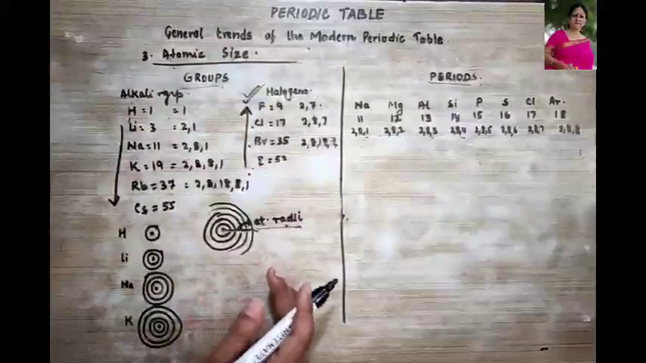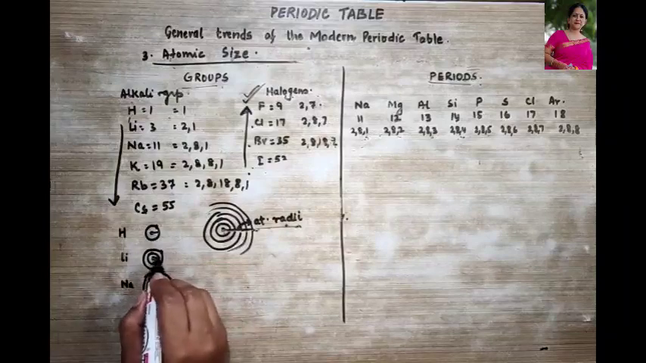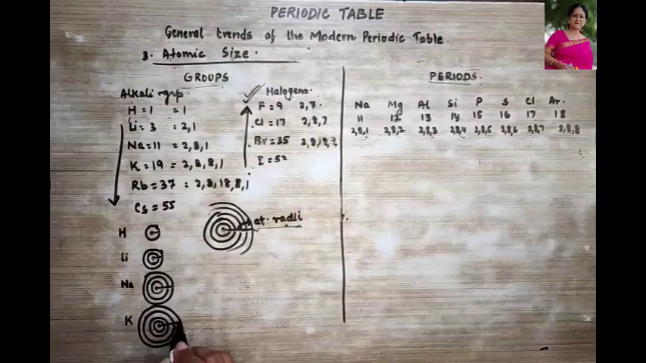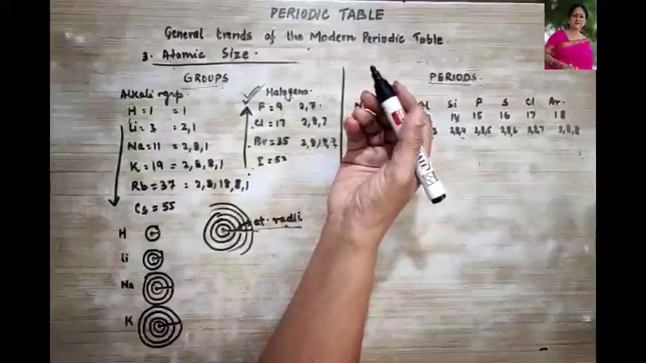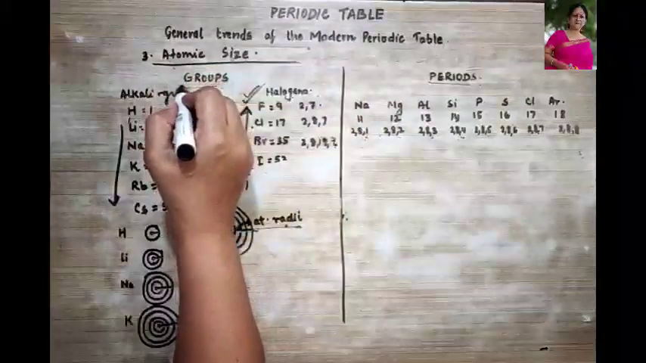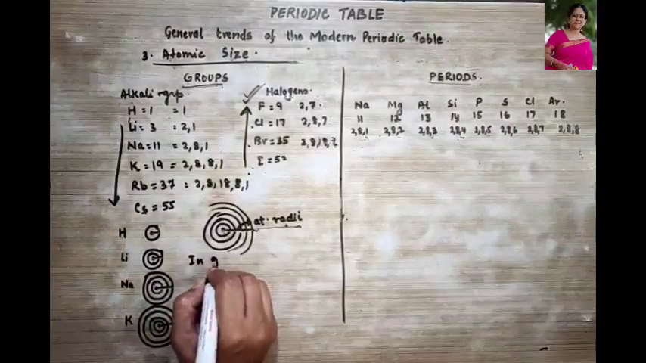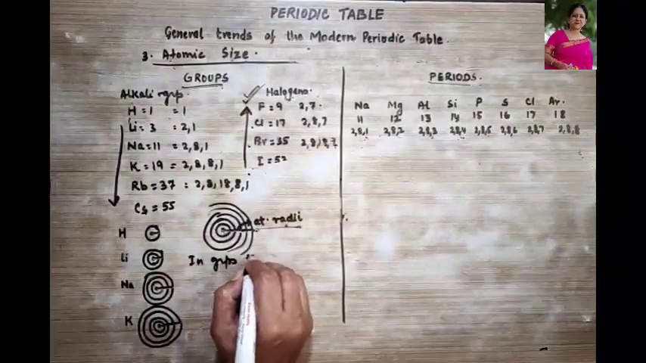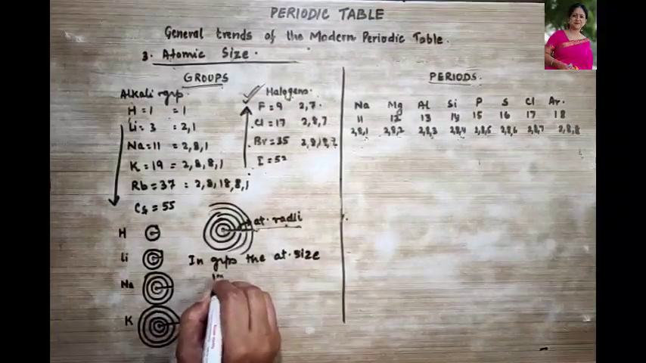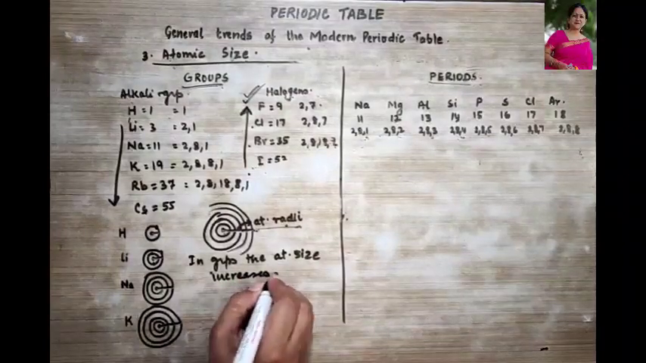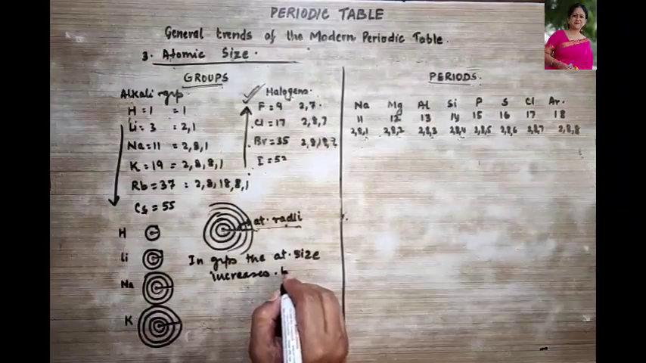Now, coming to group. What happens? As you are going down, what is happening? The atomic radii is increasing. Okay. When atomic radii increases, atomic size is also increasing. Is this point clear? So what did we study in groups? That as we go down in groups, the atomic size increases. Okay. Why? Because number of shells increase.